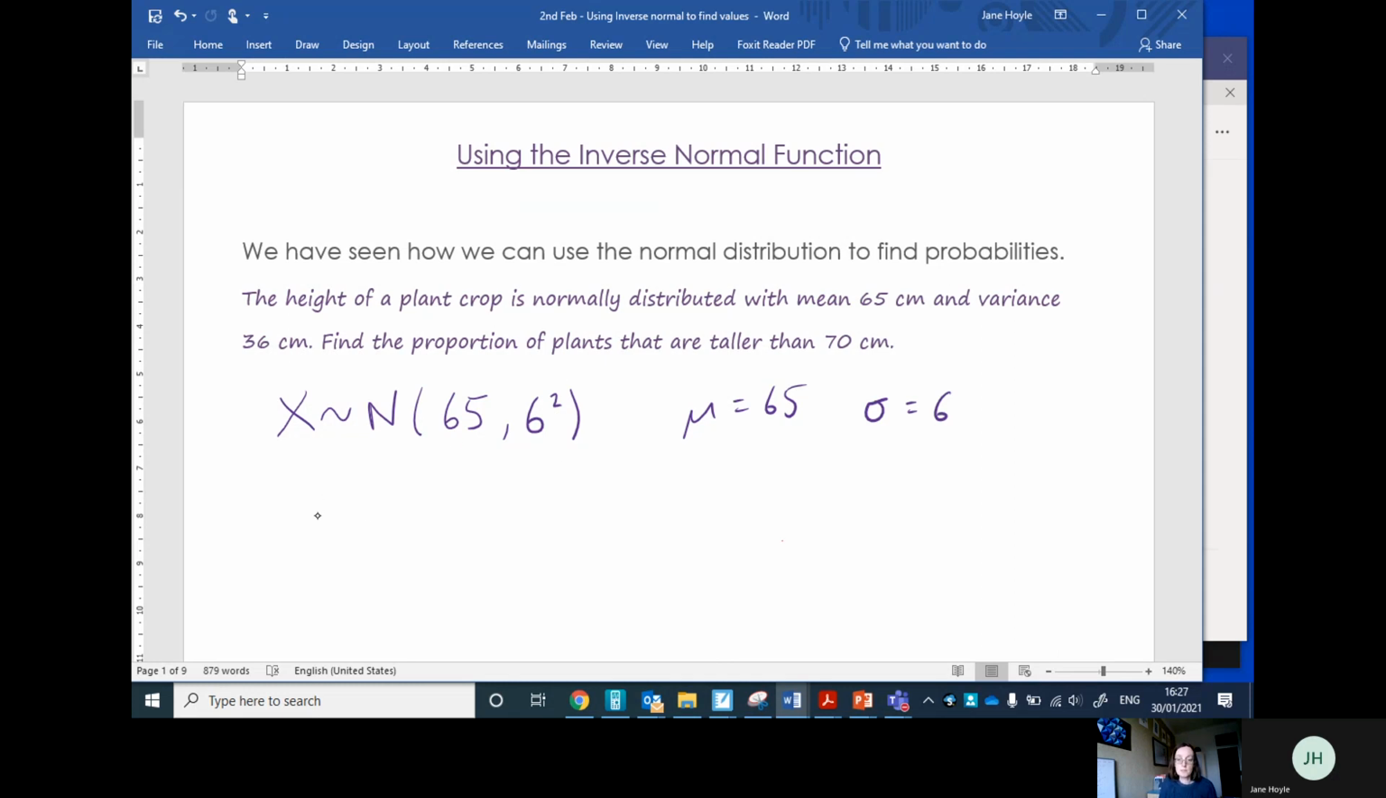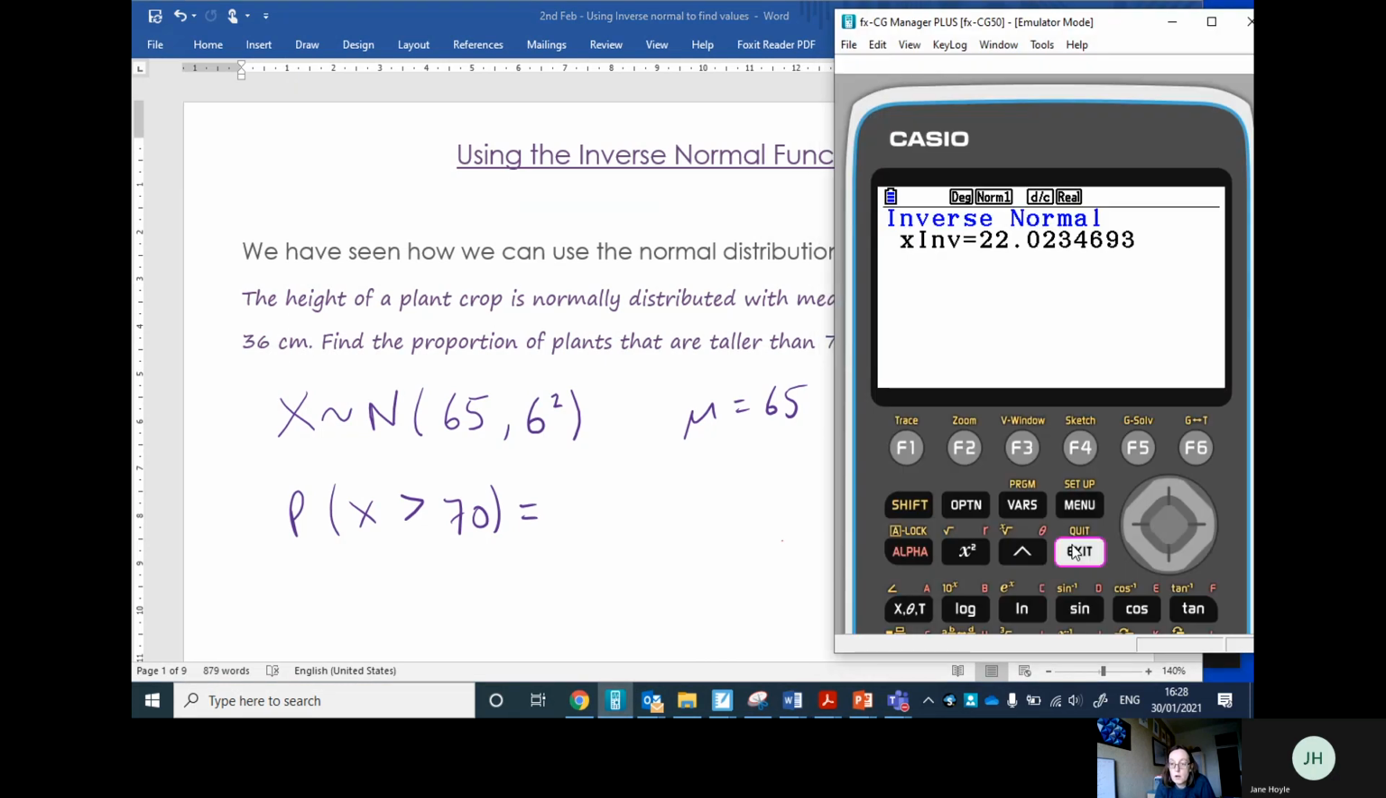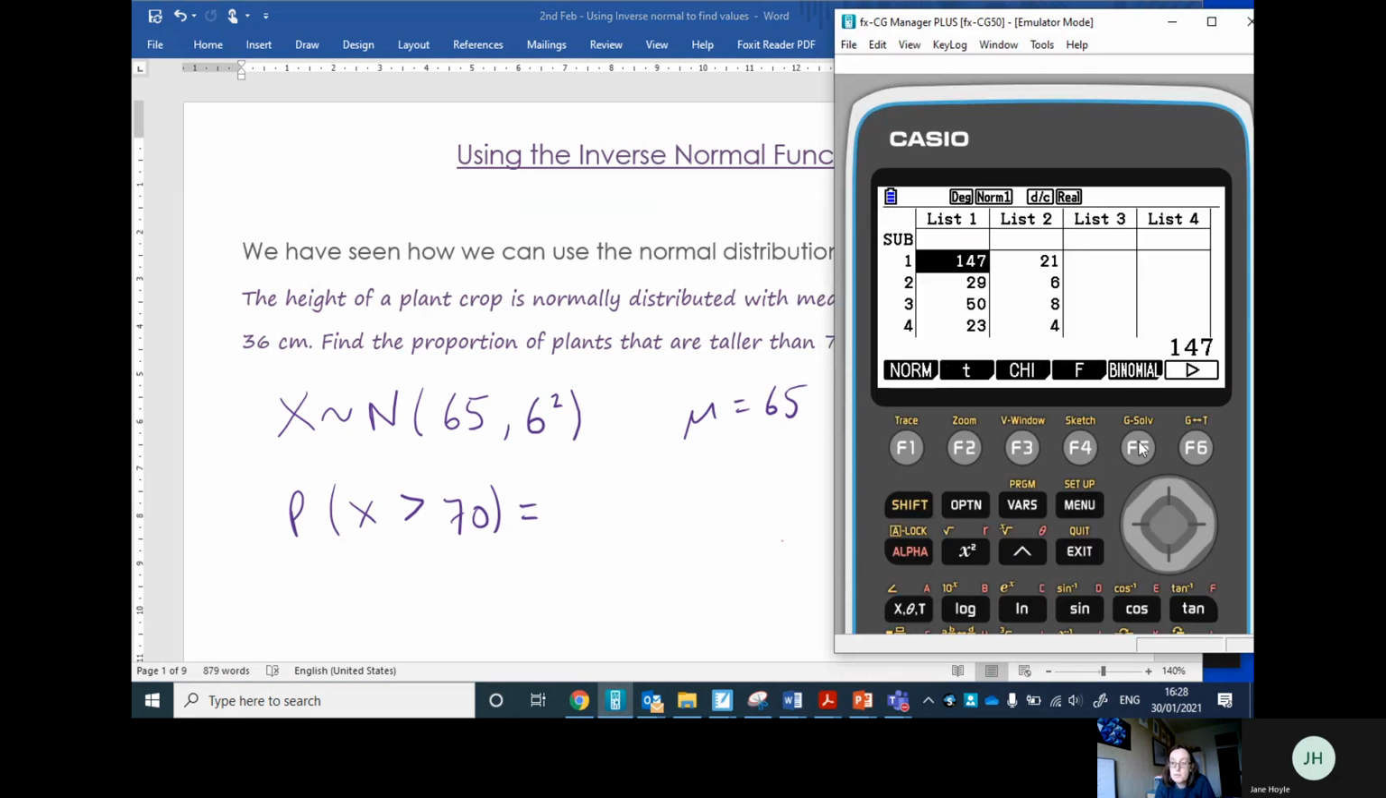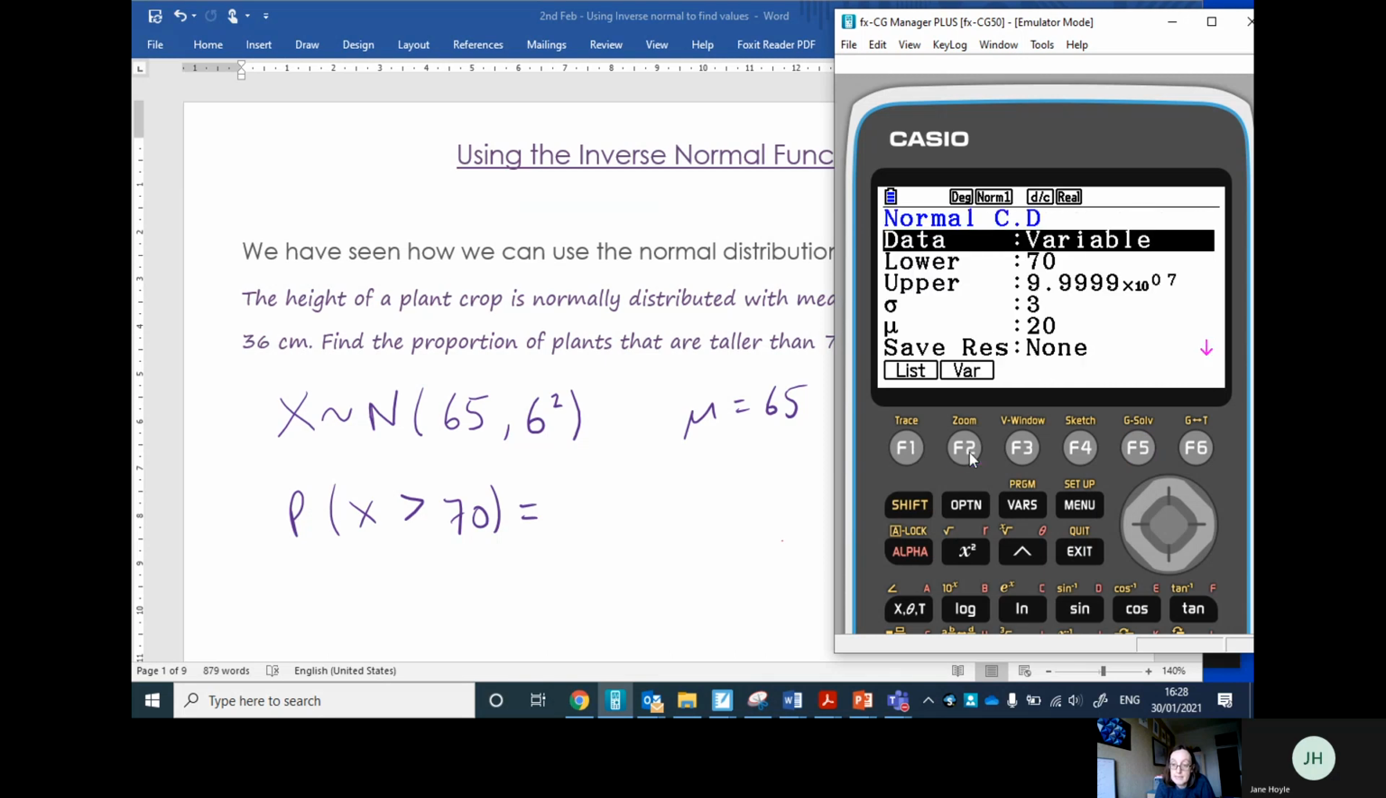Find the proportion of plants that are taller than 70. So I need to work out the probability that X is greater than 70. So taller than 70, so I can put greater than or equal to, but because it's a continuous probability distribution, it doesn't actually matter. So on our calculators, we go to distribution. So this, of course, is in stats mode, normal, NCD.